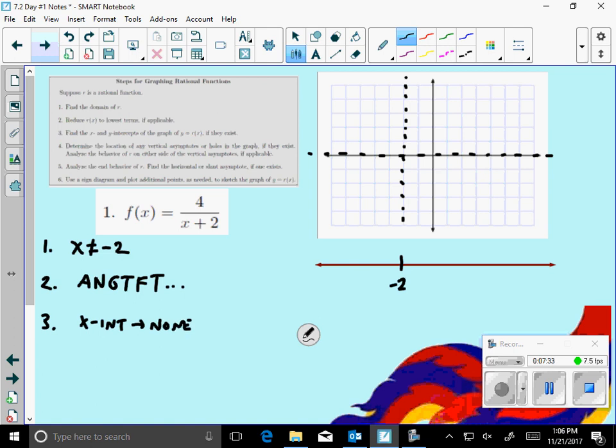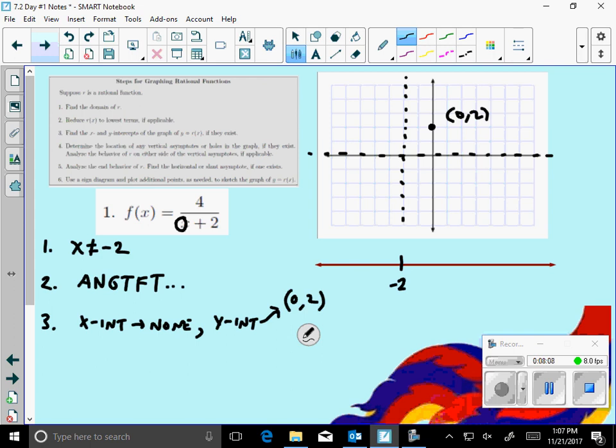Well, how could I find a y-intercept? What would I plug in for x? 0. Plug a 0 in for x, and I get something out for y. Well, if I plug in a 0, f of 0, this would be a 0, so that'd be 4 over 2, which would be 2. Okay, that helps me. So f of 0 would be 2. This is the point (0, 2). Well, that's helpful because that tells me this portion of the graph will be above the horizontal axis and to the right, obviously, of the vertical asymptote.